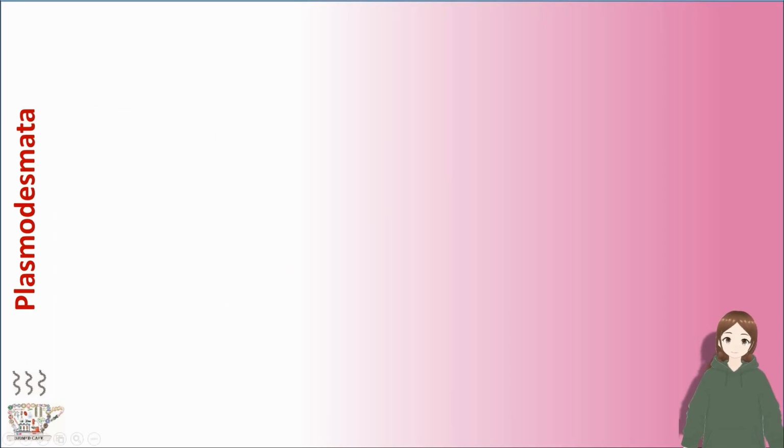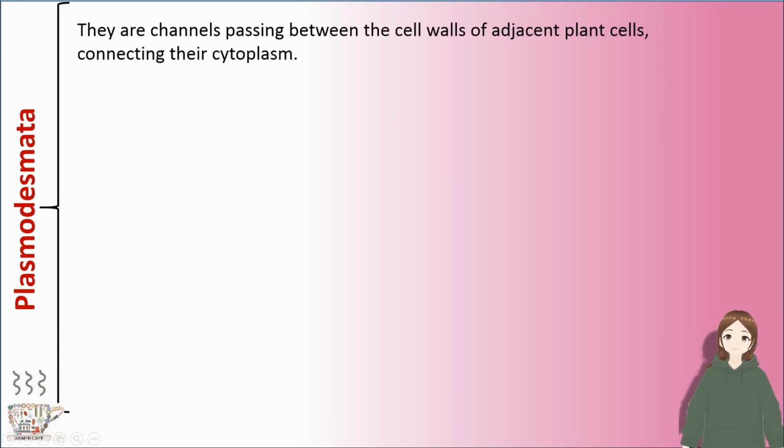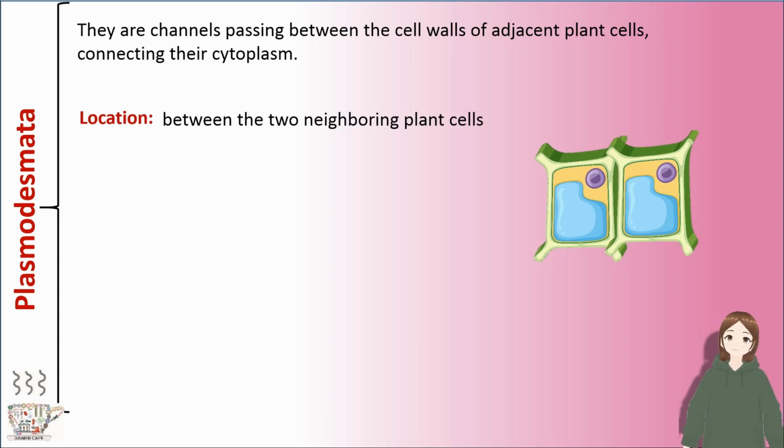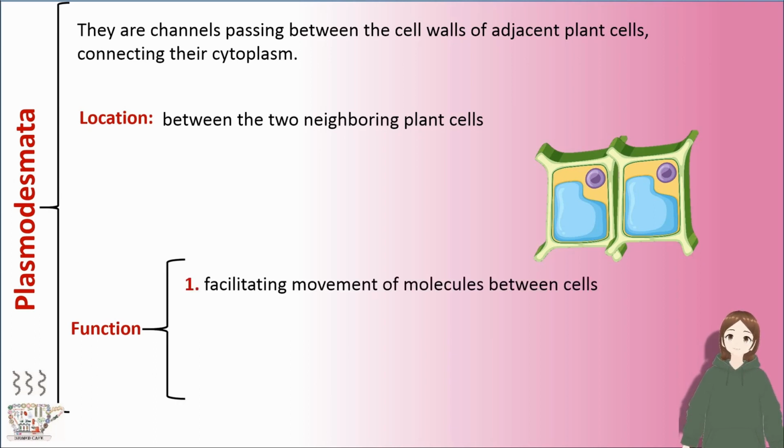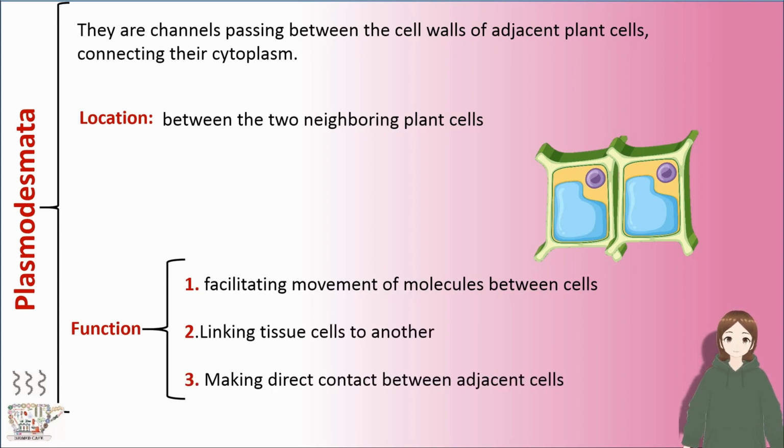Plasmodesmata. They are channels passing between the cell walls of adjacent plant cells connecting their cytoplasm. They are located between the 2 neighboring plant cells. They play a role in facilitating movement of molecules between cells, linking tissue cells to another, and making direct contact between adjacent cells.